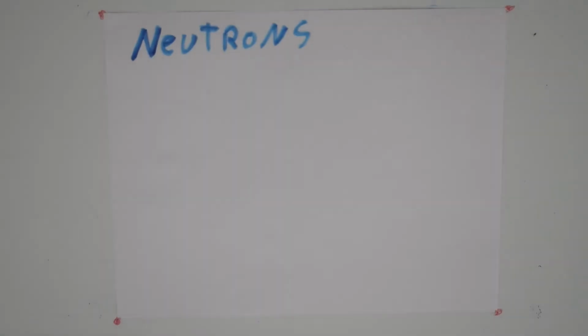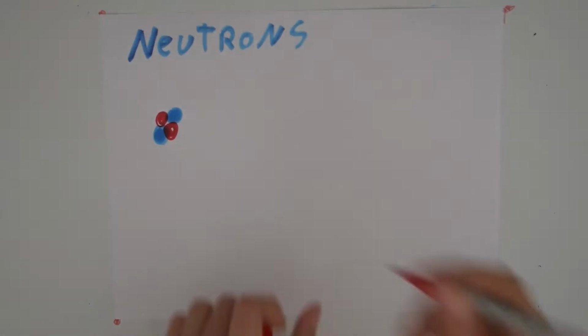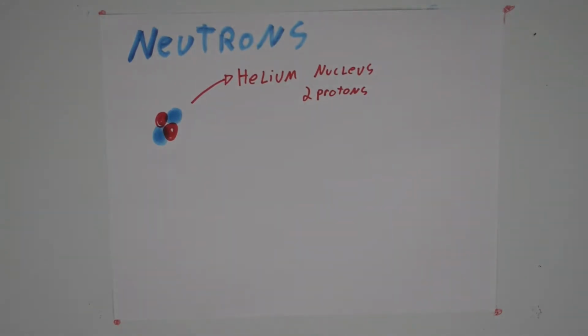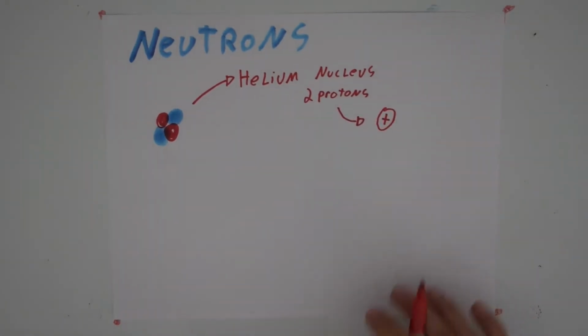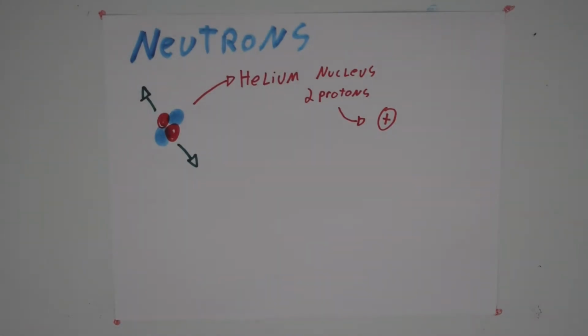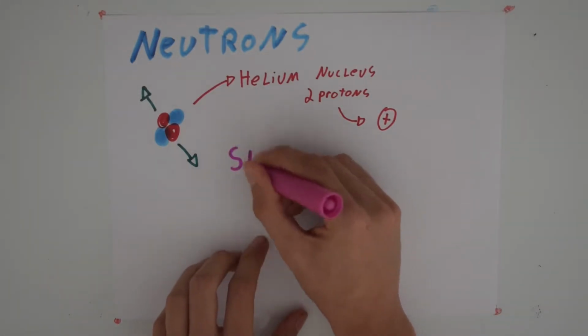To answer this question for neutrons, let's take a look at a helium nucleus, which contains 2 protons. Now we already know that protons have a positive charge, and because we also know that like charges repel, there's going to be a strong repelling force between these protons. What allows the nucleus to stay together and not just fly apart is this force called the strong force, which acts between subatomic particles. Neutrons, because they don't repel protons, act as the glue for this force in a sense.